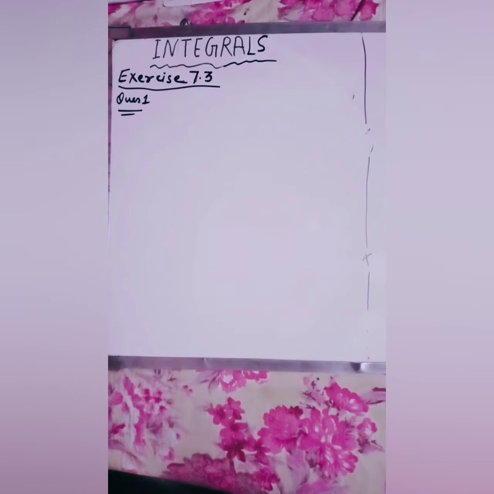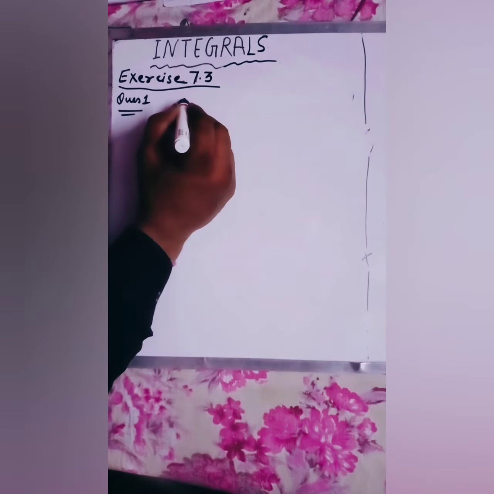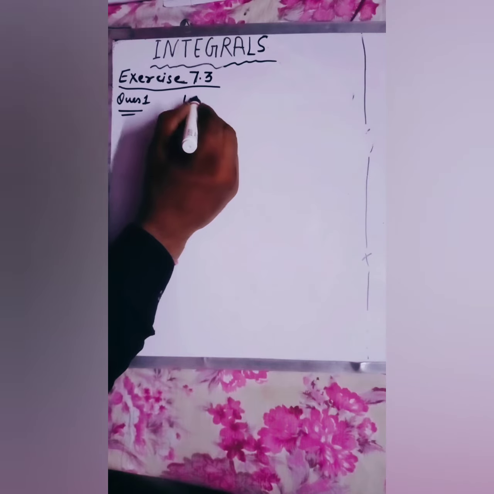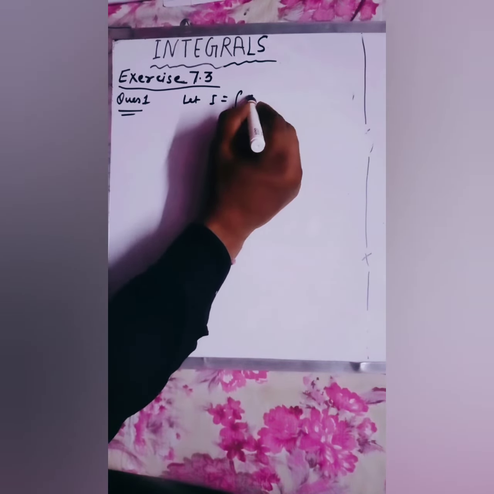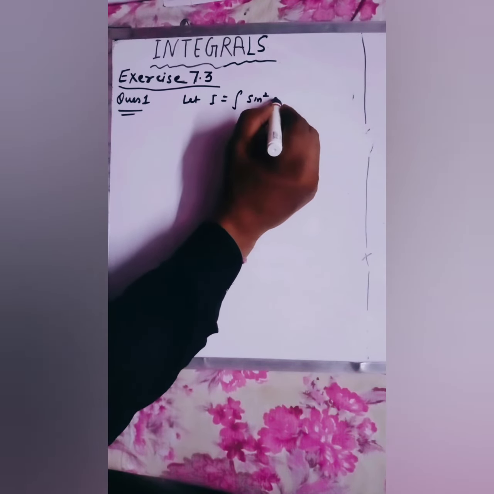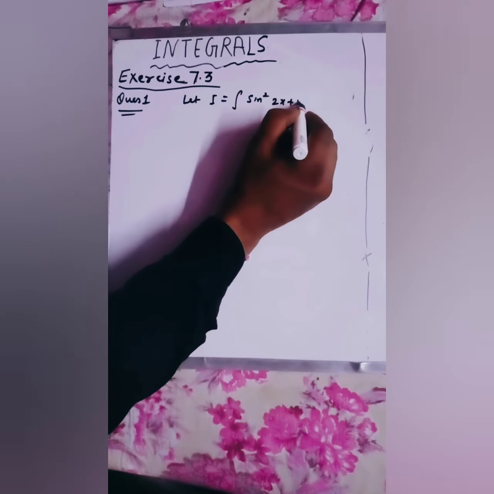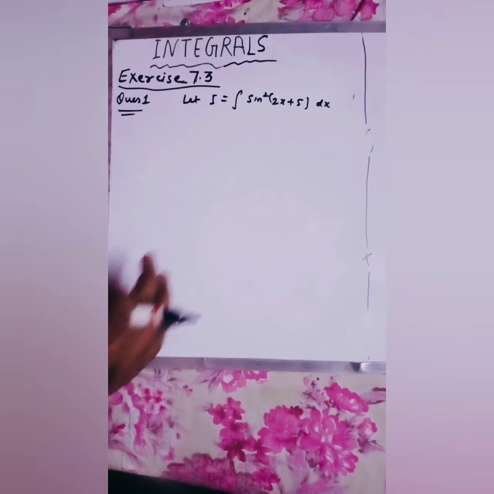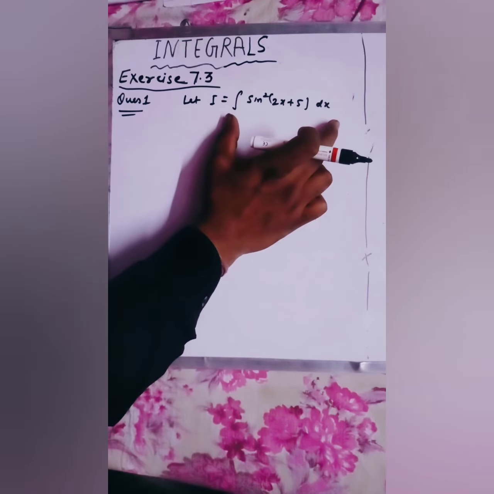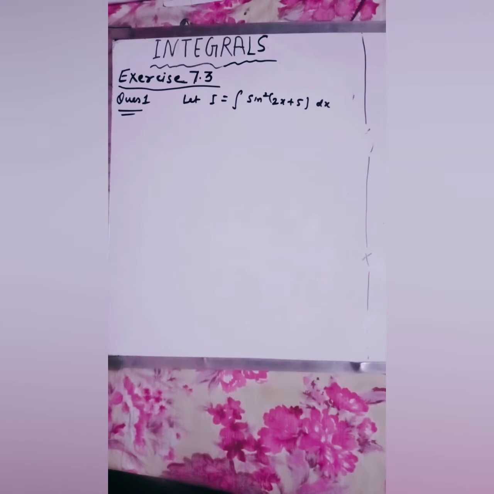Now I am going to solve question number 1 of your exercise 7.3. So the question is, let I equal the integral of sine square of (2x plus 5) dx. What I have to do here is integrate this.